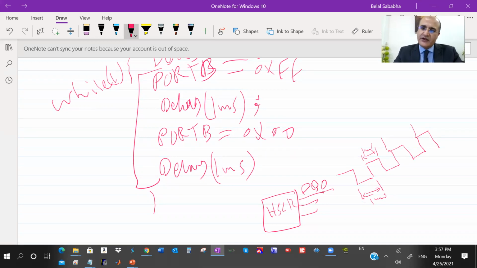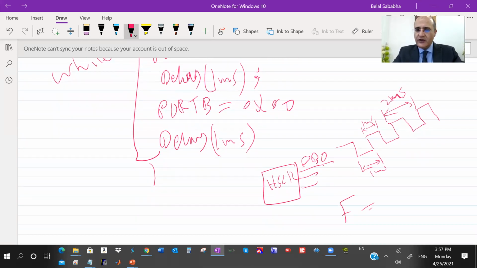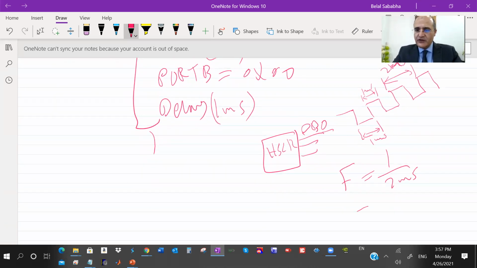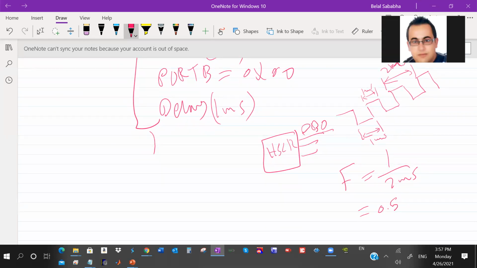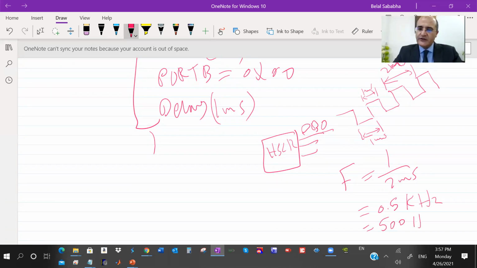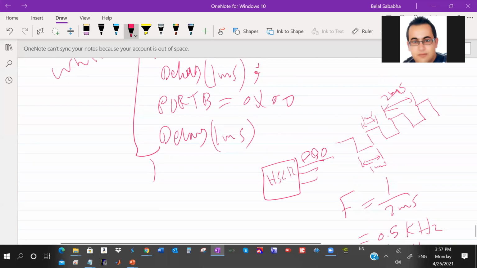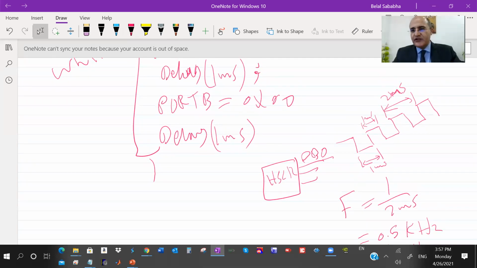So what is the frequency here? From a rising edge to a rising edge, the time would be 2 milliseconds. So the frequency will be 1 over 2 milliseconds, which equals 0.5 kilohertz, so 500 hertz, right? So if I ask you to generate a digital waveform on any of the pins with a different frequency, all you do is compute the time and write ones and zeros with delays between them.